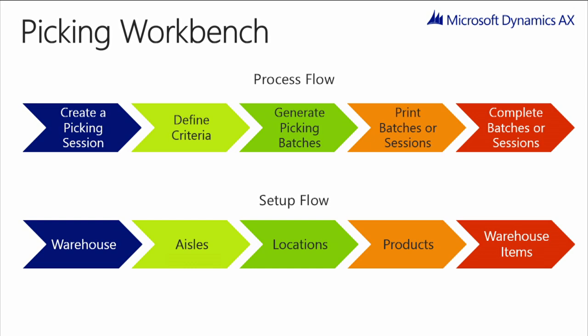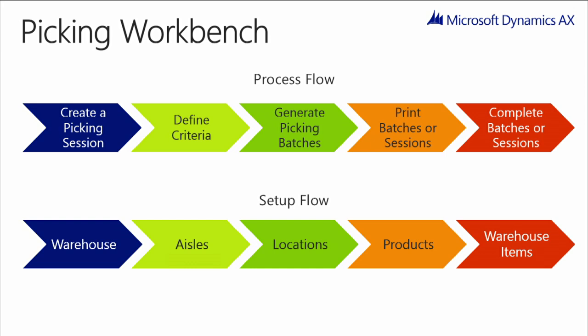The next step in the process is to print batches or sessions. When you print the batches, a group of picking lists are printed together. You can also include a cover sheet with these picking batches. After the batches and sessions have been printed, the final step is to complete the batches or sessions. You might, for example, give one batch to each warehouse worker to complete the physical picks. After the physical picks have been performed and they've brought the picked items to a packing station, you can mark those batches or sessions as being complete.